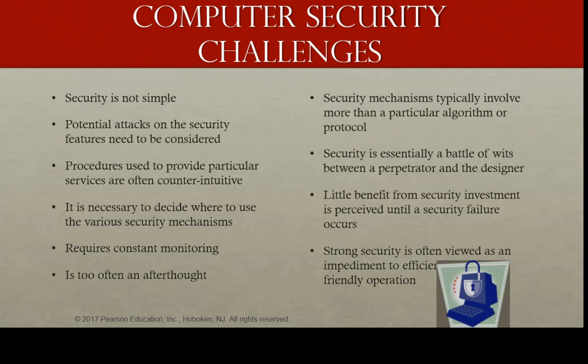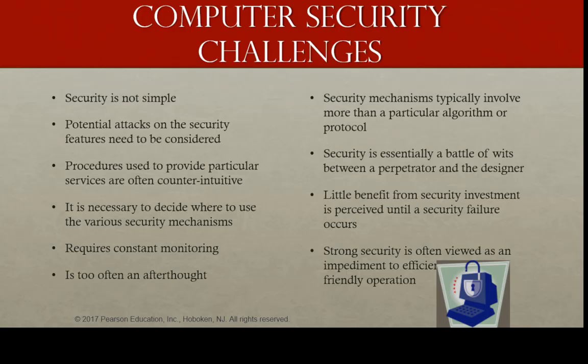And 6. Computer and network security is essentially a battle of the wits between a perpetrator who tries to find holes and the designer or administrator who tries to close them. The great advantage that the attacker has is that he or she need only find a single weakness, while the designer must find and eliminate all weaknesses to achieve perfect security.